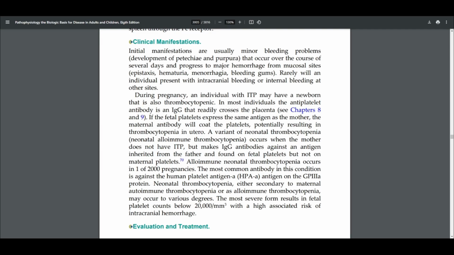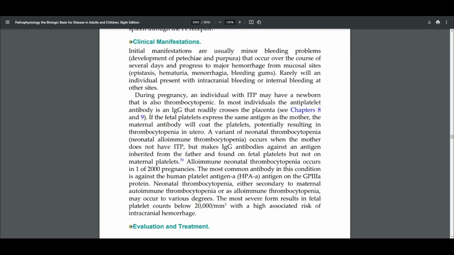In most individuals, the antiplatelet antibody is IgG, which readily crosses the placenta. If the fetal platelets express the same antigen as the mother, the maternal antibody will coat the platelets, potentially resulting in thrombocytopenia in utero. A variant of neonatal thrombocytopenia occurs when the mother does not have ITP, but makes IgG antibodies against an antigen inherited from the father and found on fetal platelets, but not on maternal platelets.